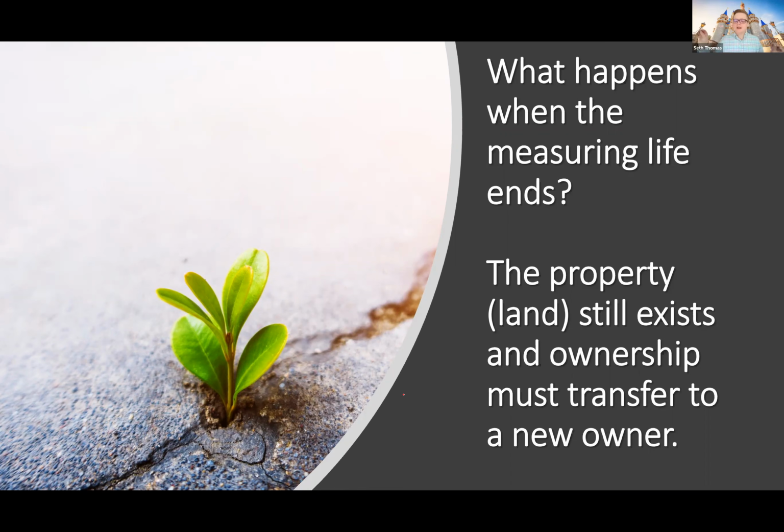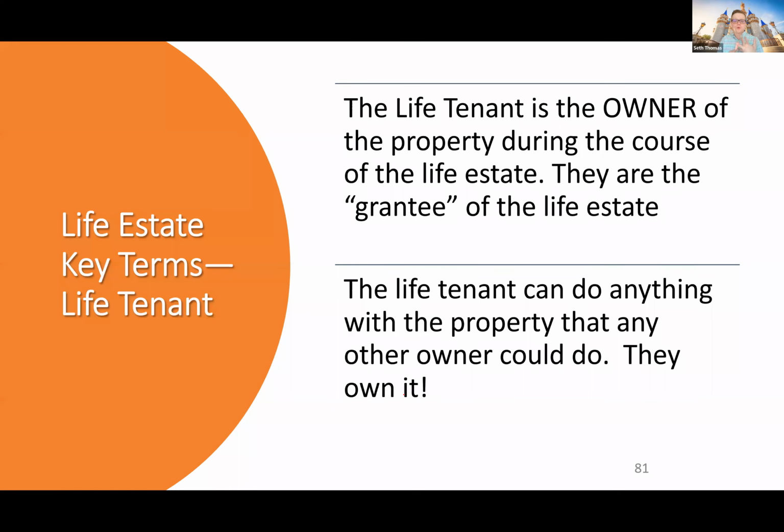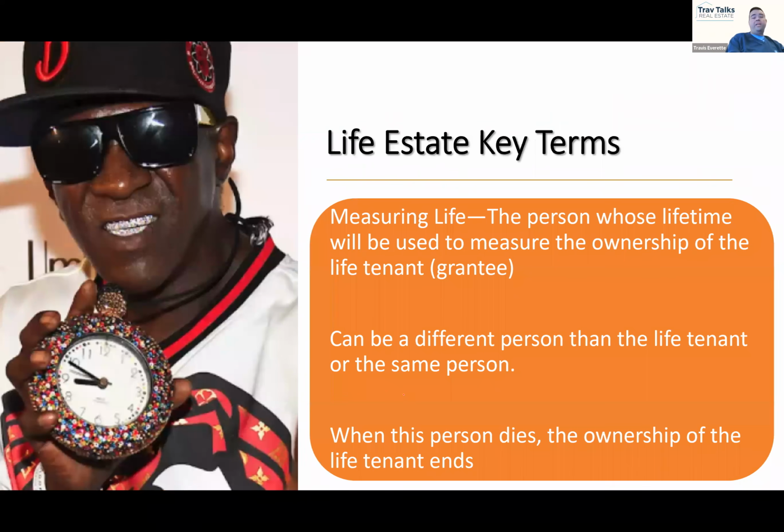So just keep in mind, life estate is a time-limited restriction. And the two definitions that we've covered so far: the life tenant is the owner who can do anything else that a regular owner could do. The measuring life is just somebody measuring the length of the life estate. It could be the same person as the life tenant, or somebody completely different, and that's up to the grantor who sets it up. Everybody all right with that?